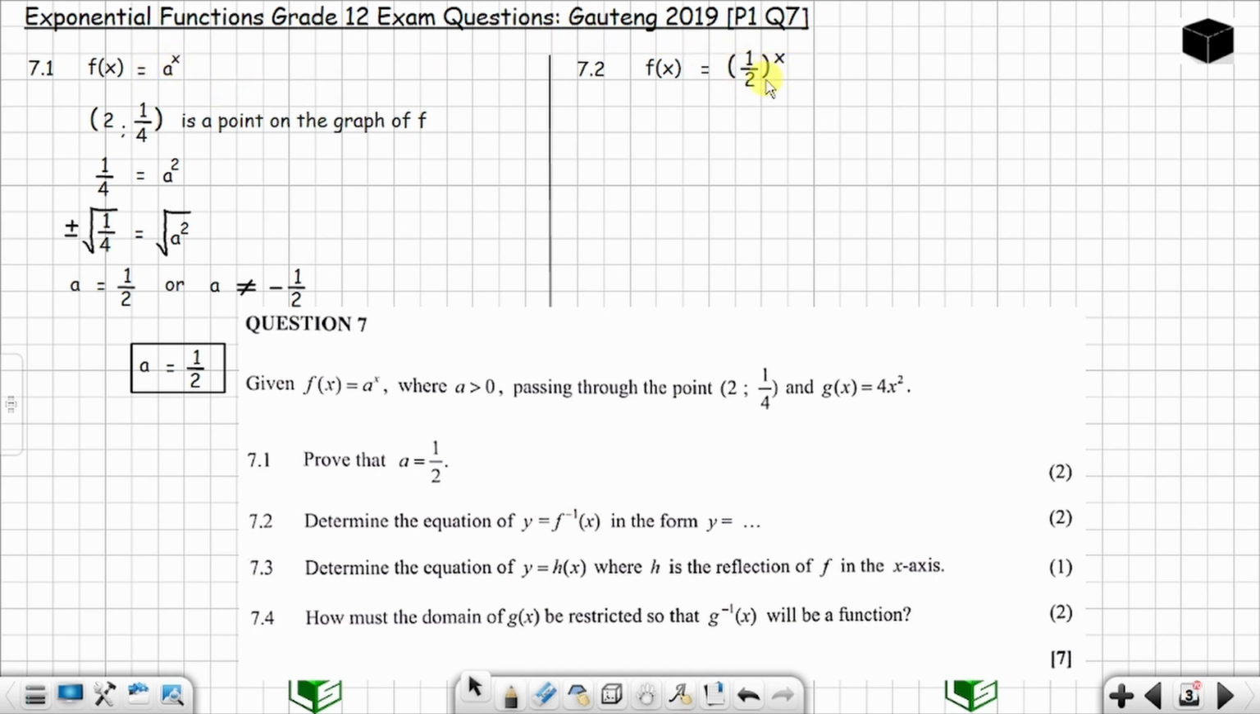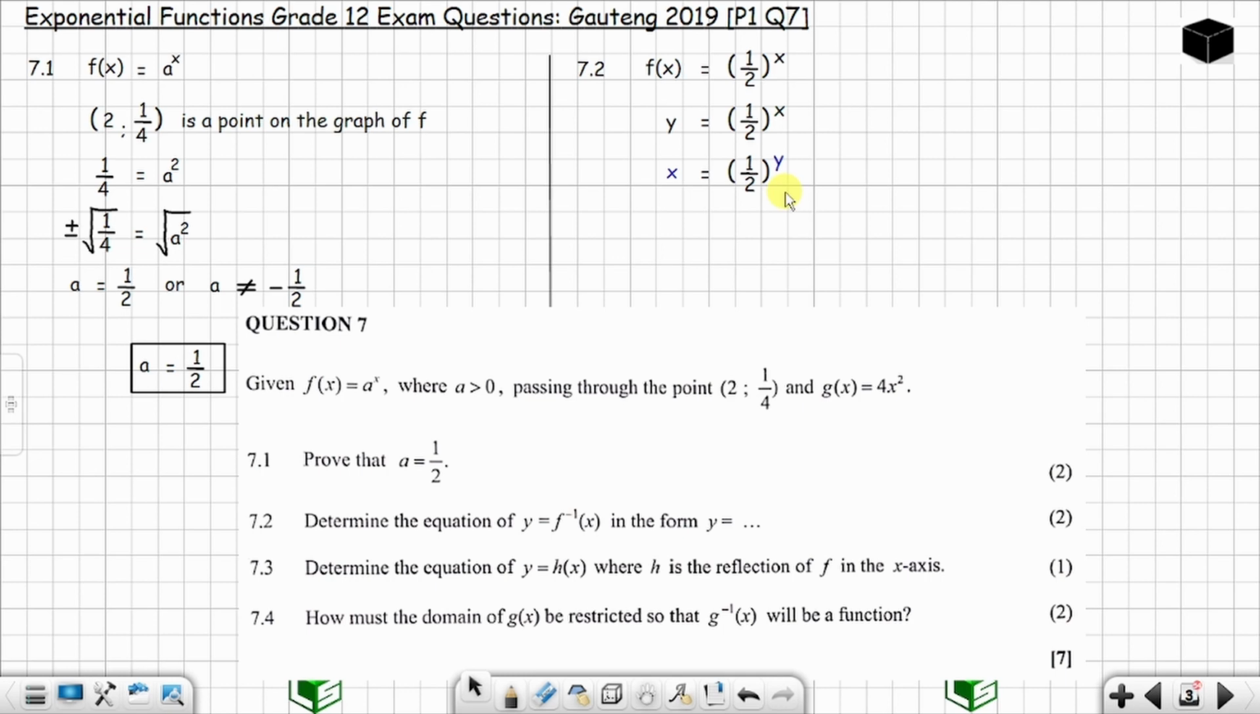Now from here, what you have to do is get the inverse of f of x. Before you can do that, let's change this to y, so you have y is equal to this. Now to get the inverse of f of x, you exchange x and y. So you are going to have x is equal to this to the power of y. You exchange your x and y whenever you are trying to get the inverse of a function.